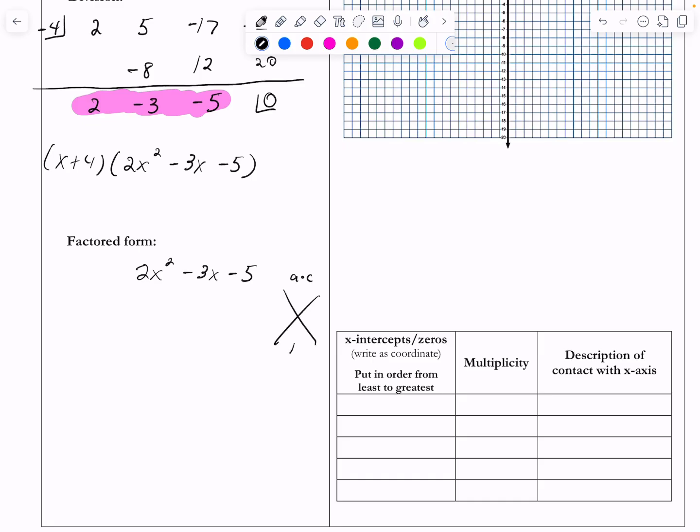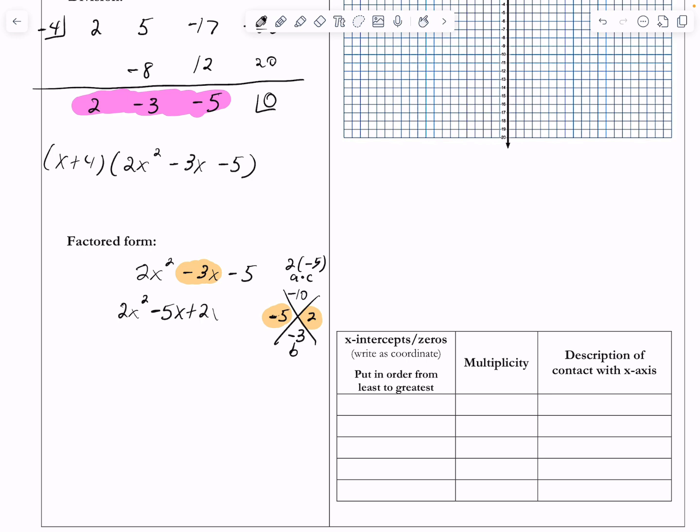So a times c that adds to b, so that's 2 times -5, which is -10. b is -3, so I need two numbers that multiply to give me -10 and add to -3. So I'm thinking -5 and 2. All right, that does work. So remember, because a is not 1, I'm going to take this middle piece and I'm going to blow it up or expand it with those two numbers. So I'm going to write 2x squared minus 5x, try that 5 again. There we go.